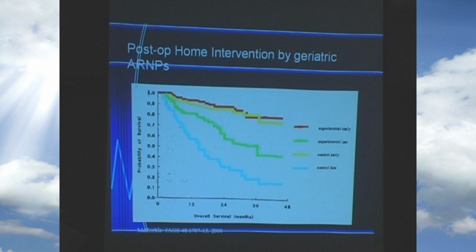So was it due to population selection? They looked at that, and actually they had more patients with advanced stage in the intervention group than the control group. So that's not what bias is. If anything, it would play against the intervention.